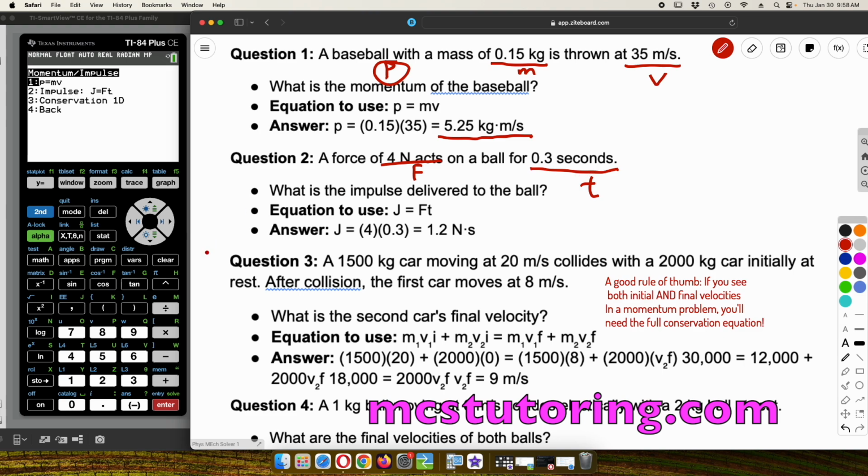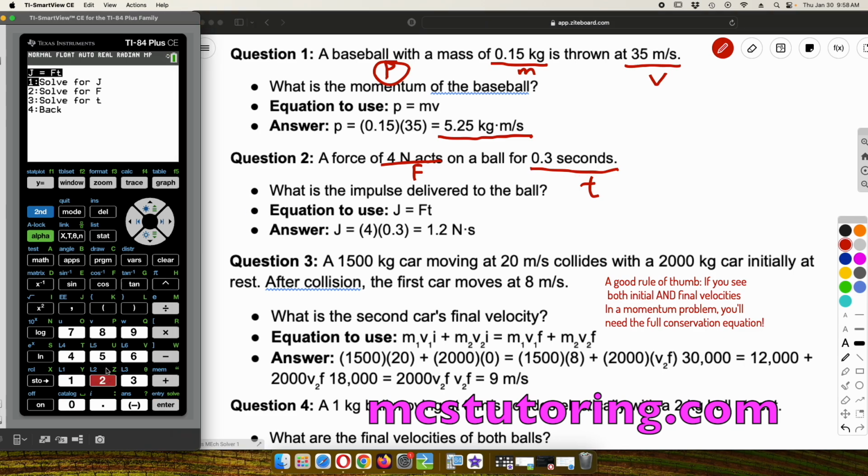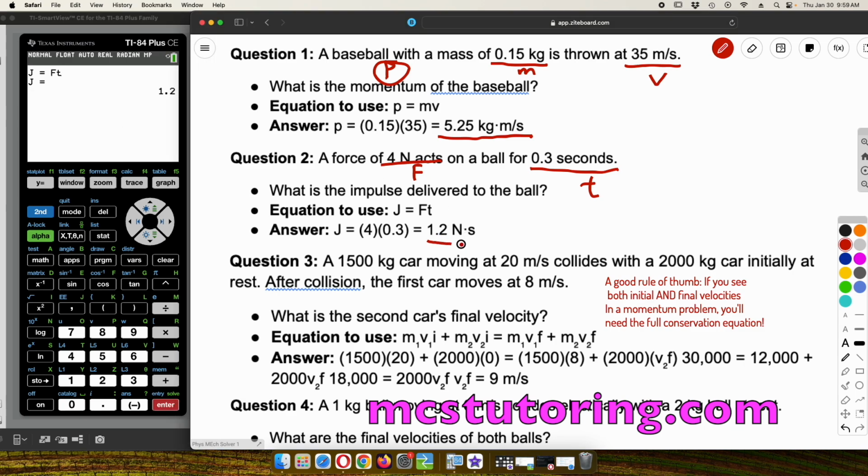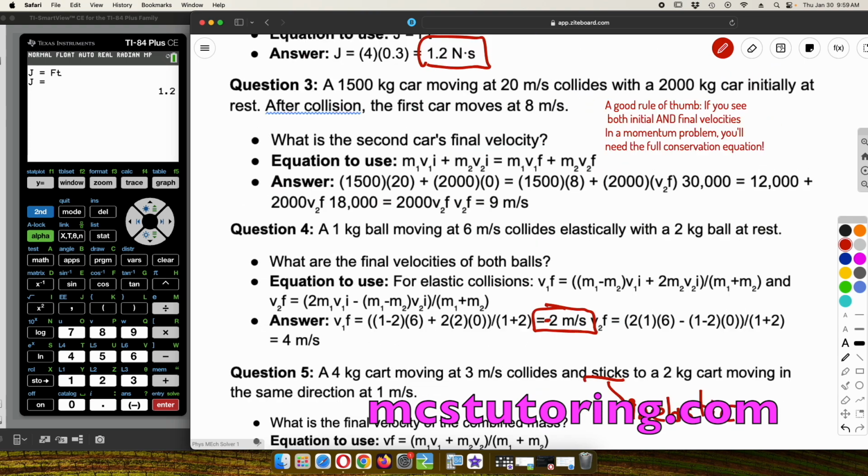So this is going to be an impulse question. And again, we could solve for any of the variables. In this case, we're trying to solve for J, which is impulse. The force is 4 newtons, and the time is 0.3, either way will work. And we get 1.2 newton seconds. That's going to be our answer there. Okay, I'll box the answers to make it a little clearer there. Okay, and then we go down.